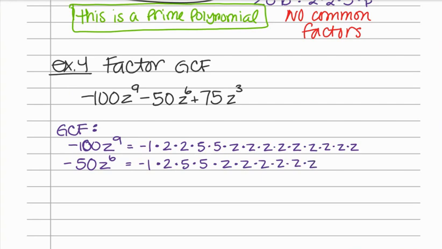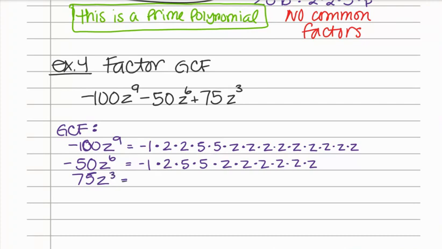Now, I already had these numbers factored. Again, you're going to want to make sure you go through and factor the way that makes most sense to you. Okay, and our final one is 75z to the 3rd.